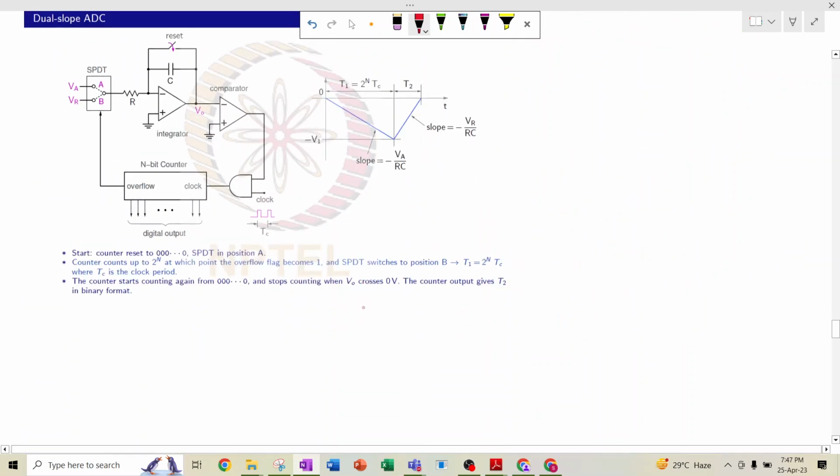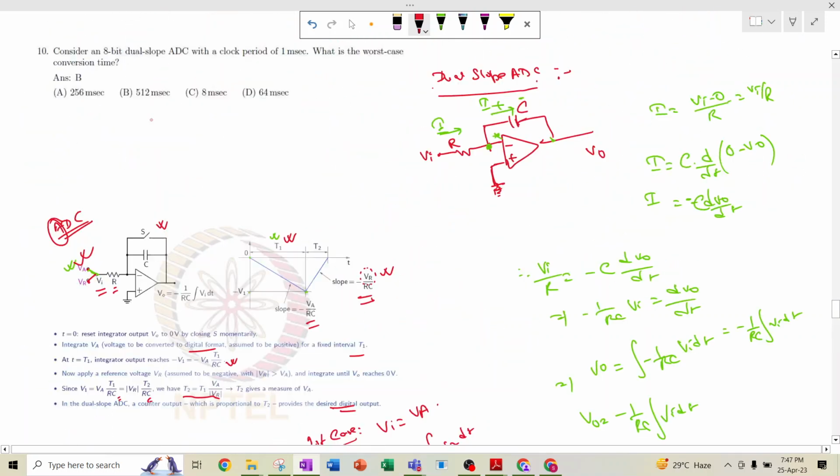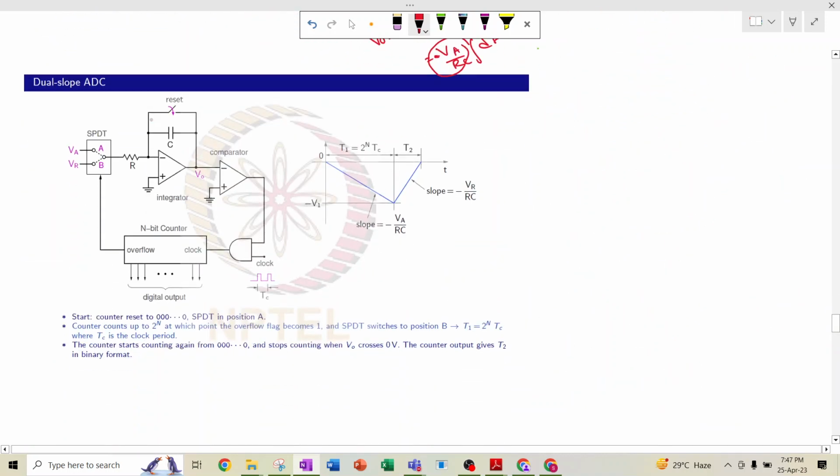So here it is a basic circuit of the dual slope ADC. You can see. So basically it is an SPDT switch, because this type of switch can be connected as single pole double throw. Okay, so it has a single pole, but it can be attached to the a terminal also, b terminal also. So the a terminal is Va.